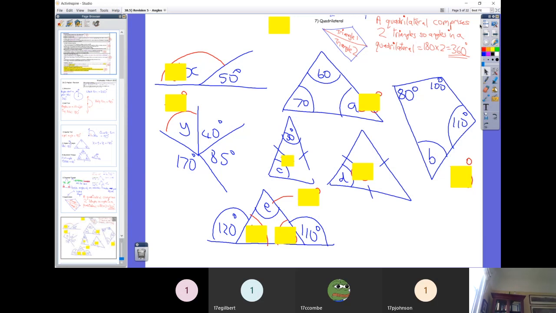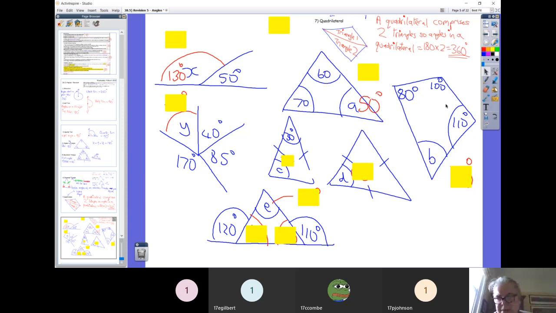Okay, I'm back. So let's go through these. Obviously angles on a straight line add up to 180, so x must be 130. And here, angles in a triangle add up to 180, so A must also be 50. The 60 and 70 is 130, and the 50 gives you 180.